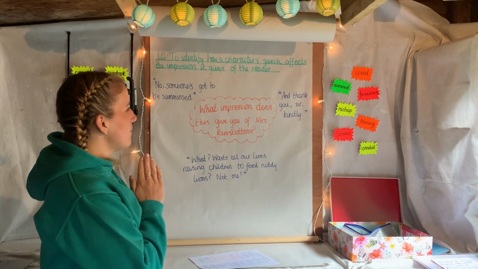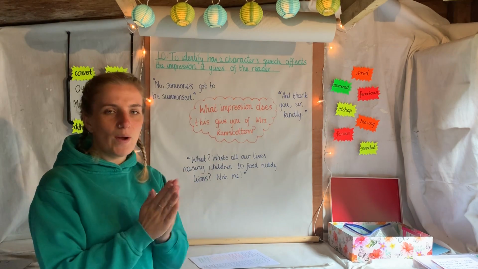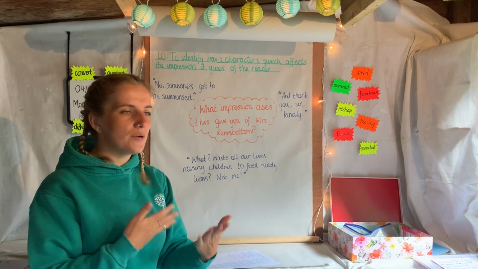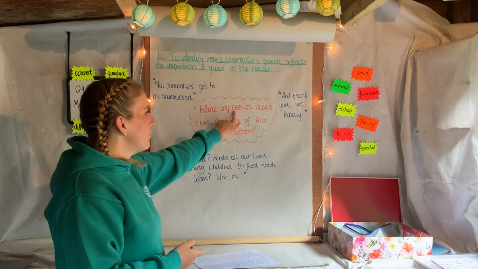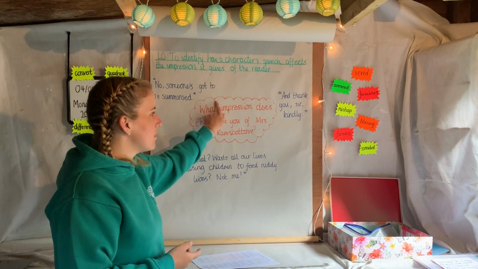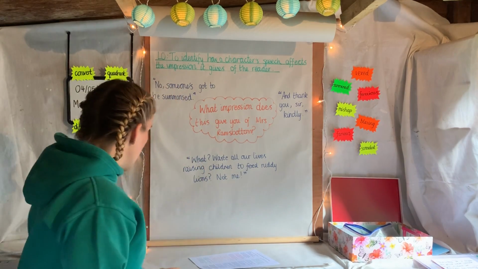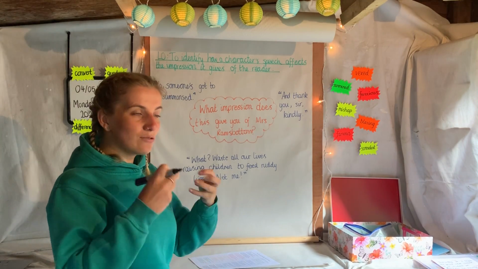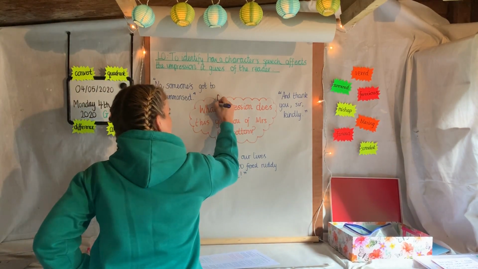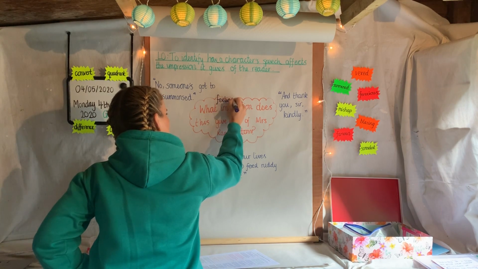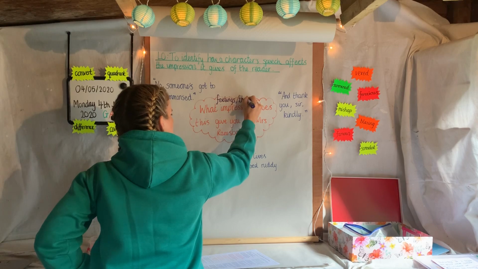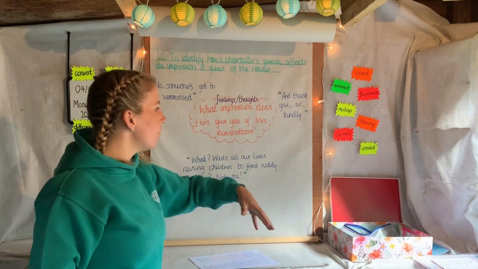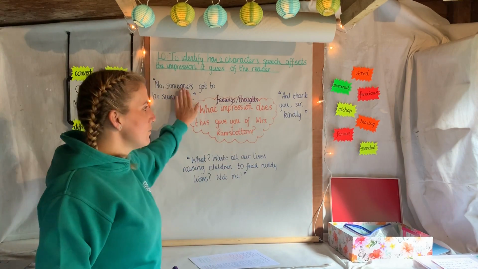Now in the middle it says a key question, and it's really important that we pull this question apart to understand what it means before we just go ahead and answer it. So it says, what impression does this give you of Mrs. Ramsbottom? Now what does the word impression mean? When I say what impression does this give you? Well, it means basically how does it make you feel? So always think feelings around it, okay? Feelings and thoughts. Okay, so how does this make you feel or think about Mrs. Ramsbottom?